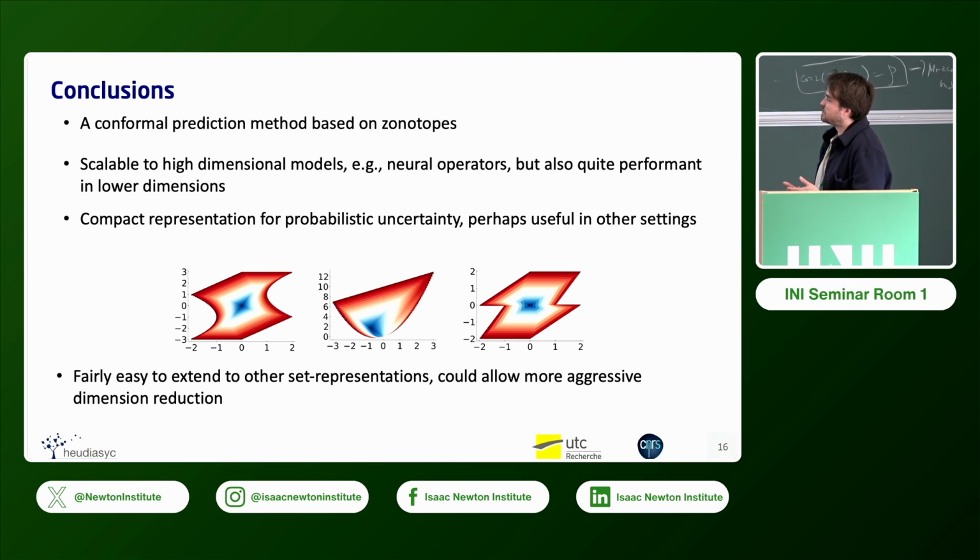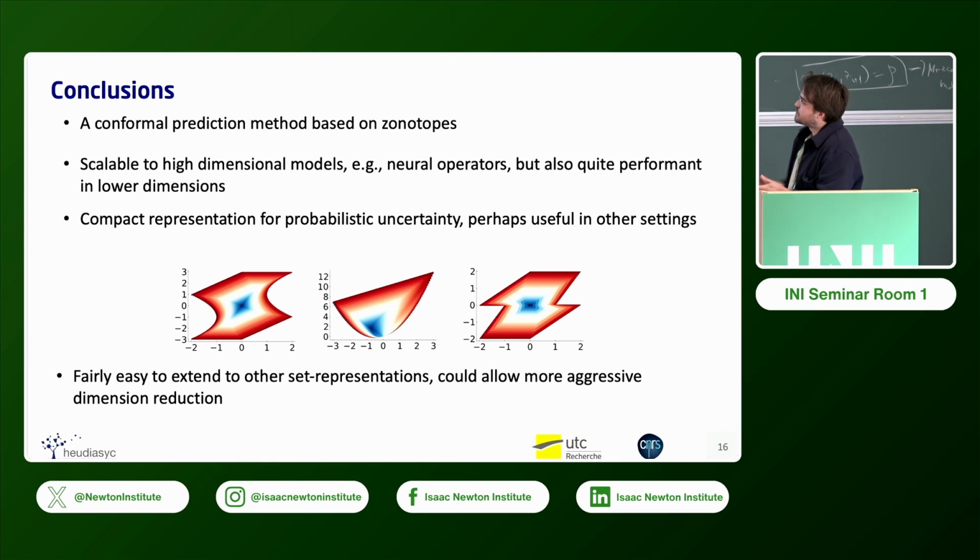And I could argue that it's quite a compact representation for probabilistic uncertainty, right? All it requires is a zonotope in dimensions of point pz and then this CDF function, and then you're able to perhaps capture some form of probabilistic information. So it may be useful in other settings. And it's not so difficult to generalize this to other set representations, perhaps if you would like to use some more aggressive dimension reduction.